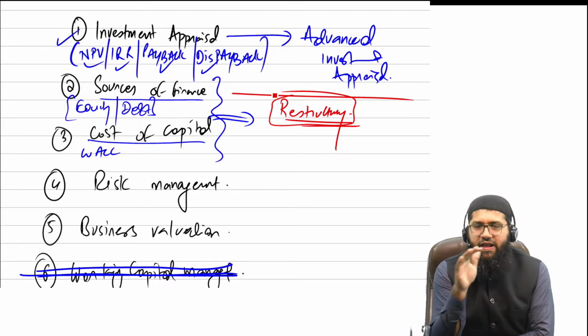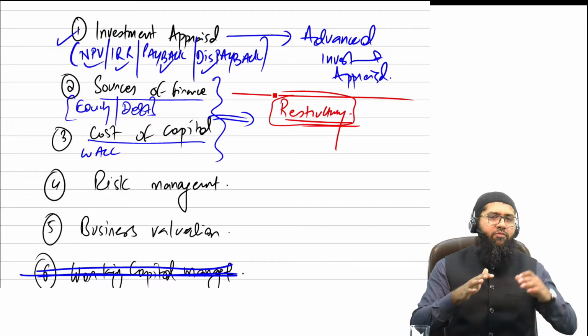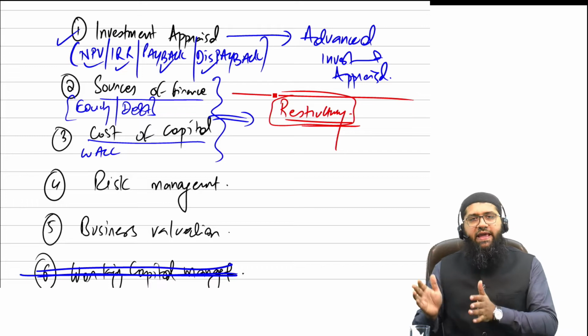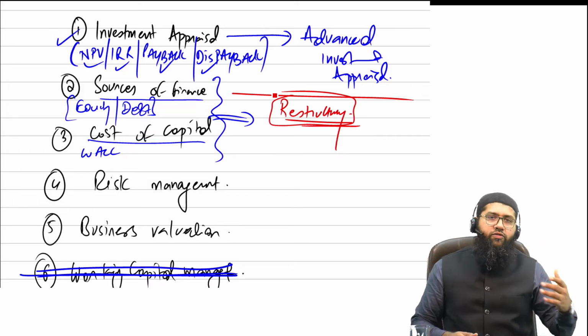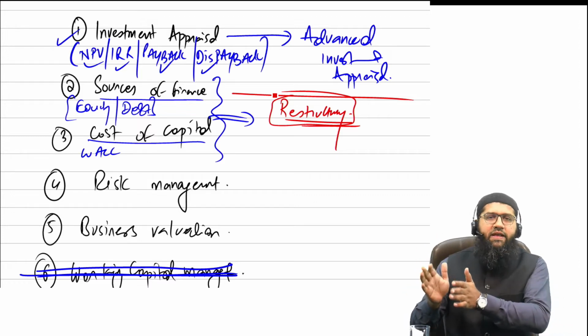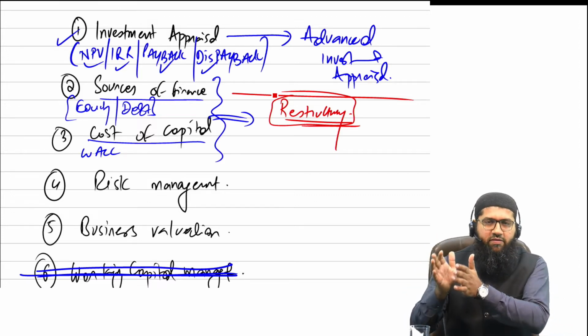So I'm going to discuss a bit more about the restructuring, but I'm just trying to give you a connection of the financial management with the AFM. So these areas of sources of finance, these areas of cost of capital, they're connected with the restructuring area of the syllabus of the AFM.